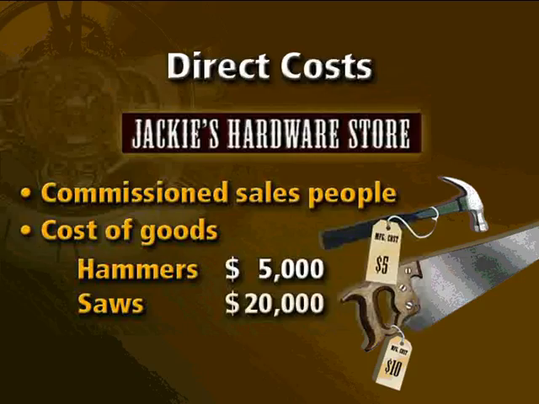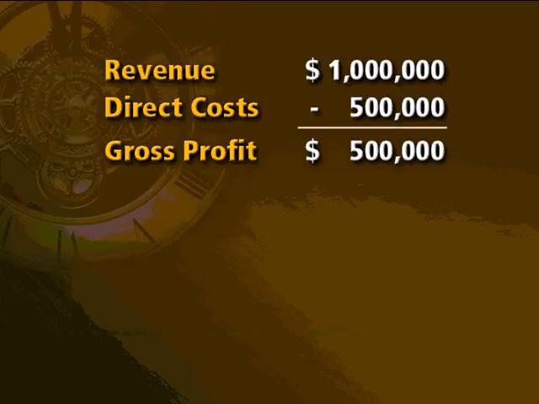For example, if her cost of hammers is $5 and she sells 1,000 per year, her total direct cost associated with the sale of hammers is $5,000. Similarly, if her direct costs related to saws is $10 each and she sells 2,000, her direct costs related to saws is $20,000. If we add the cost of her hammers and saws to all of her direct costs for the year, we're going to assume that her total direct costs last year were $500,000.